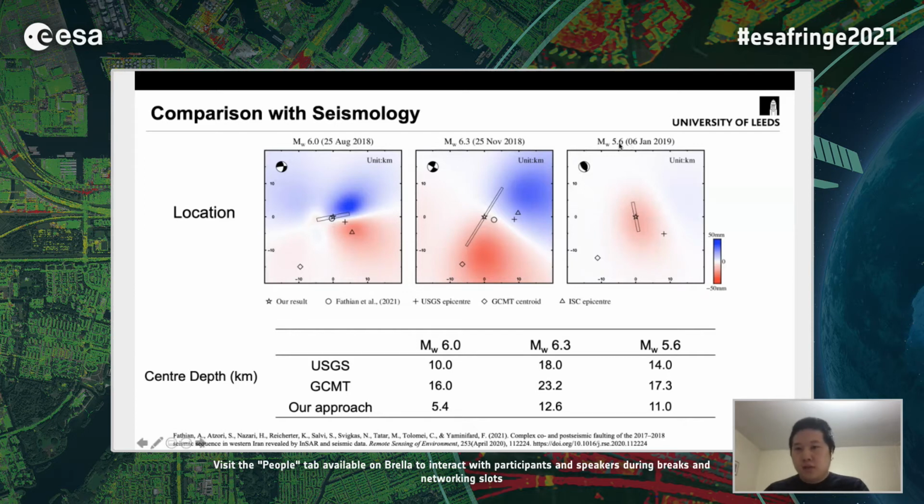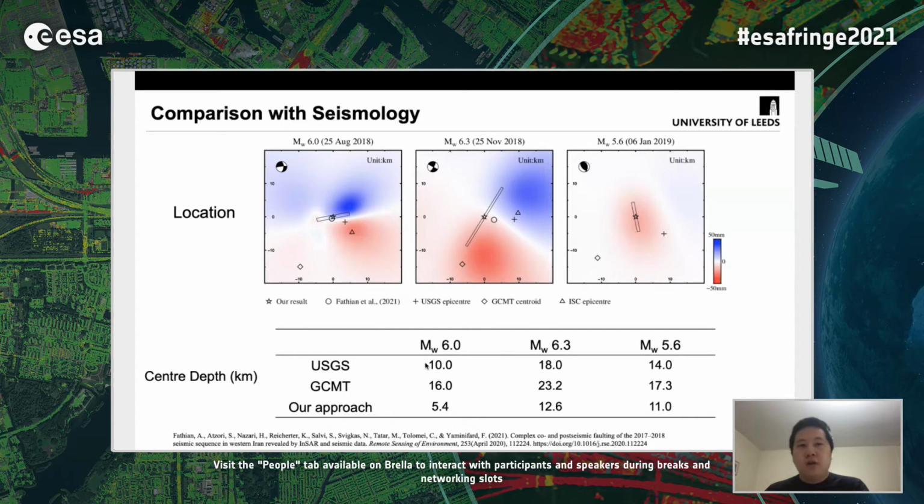Note that this 5.6 earthquake is not modeled in the previous study, and the ISC epicenter for this earthquake is not yet available. While for the centroid depths of the earthquake, routine measurements from the seismology data probably contain values fixed at a default, such as the 10-kilometer depth here for the 6.0 earthquake from the USGS. Overall, our InSAR data achieve a shallower depth measurement.